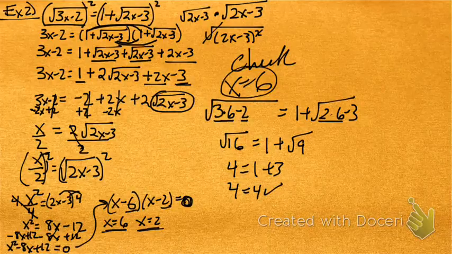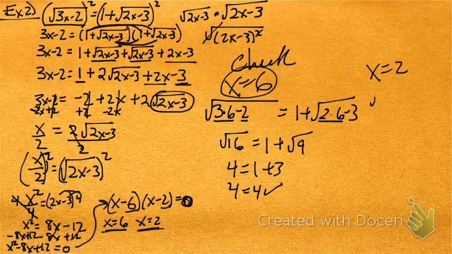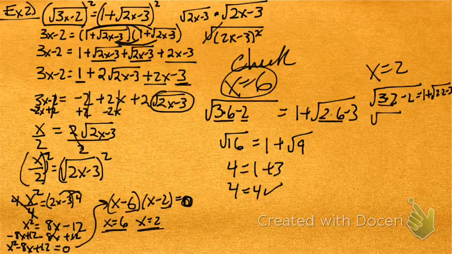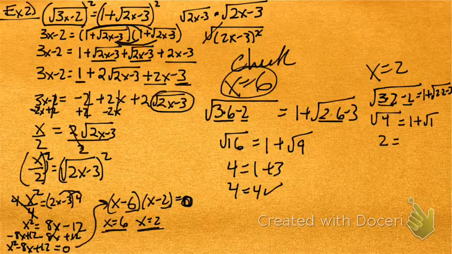However, I don't know about this next guy, x equals 2. If we plug in 2 and check it, we're going to get the square root of 3 times 2 minus 2 should be equal to 1 plus the square root of 2 times 2 minus 3. So I get the square root of 6 minus 2, that's 4 on that side. And I get 1 plus 2 times 2 is 4, and 4 minus 3 is 1. I get the square root of 1. So I get square root of 4 is 2. 1 plus the square root of 1 is 1 plus 1. Hey, we get 2 equals 2.